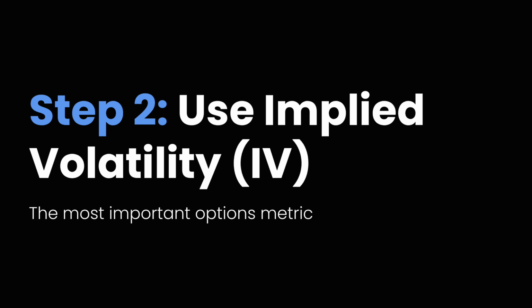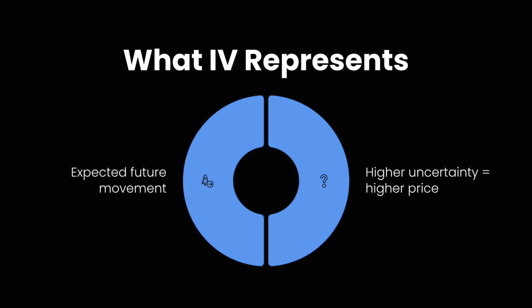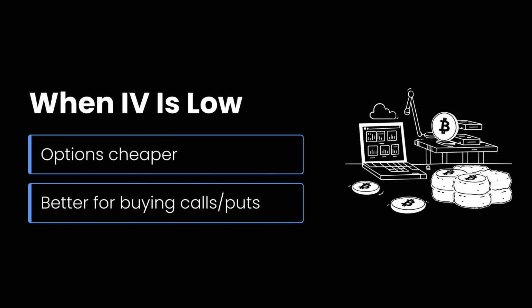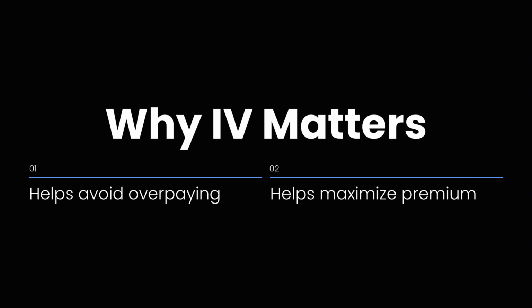Step 2. Use implied volatility to choose the strategy. Options pricing is heavily influenced by something called implied volatility, or IV. IV reflects how much movement the market expects from a stock in the near future. High IV means the market anticipates big swings. Low IV means the market expects calmer price action. Why does this matter? Because IV directly affects how expensive or cheap an option is. And if we know when options are overpriced or underpriced, we know which strategy gives us an advantage.